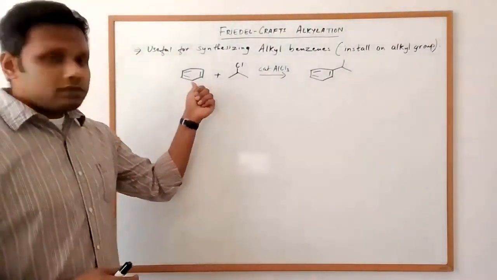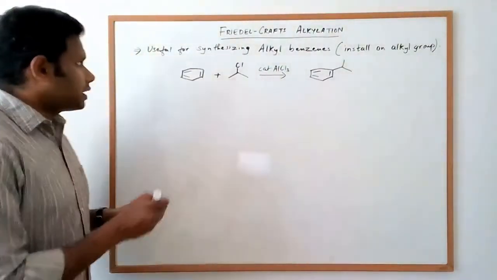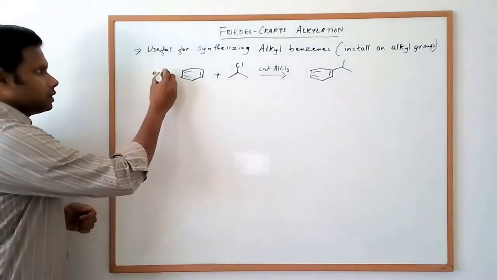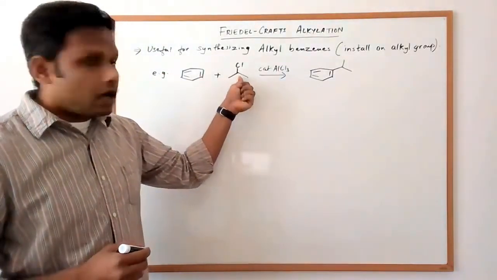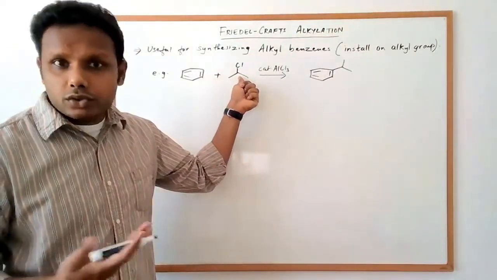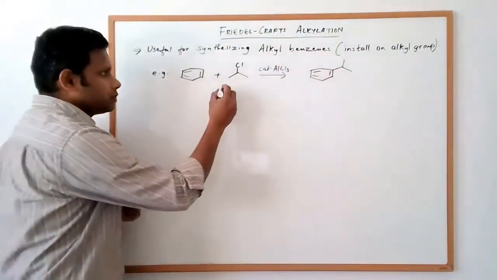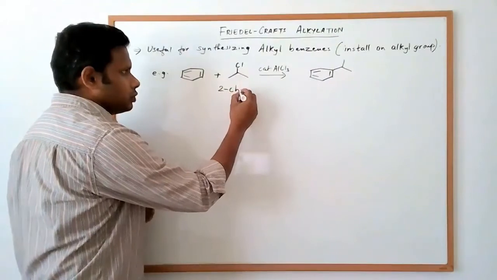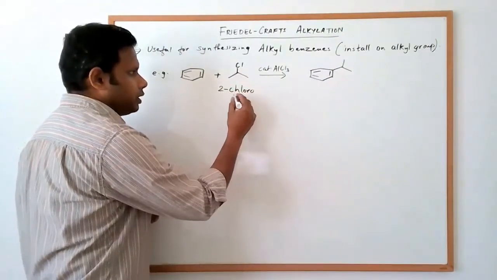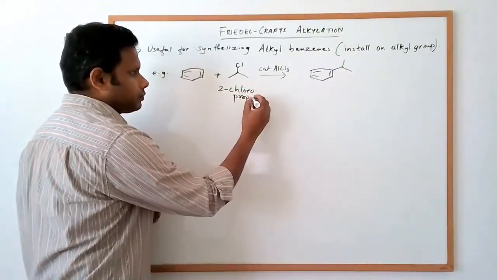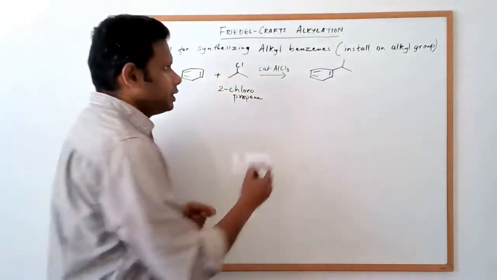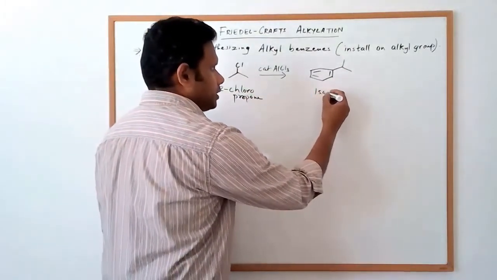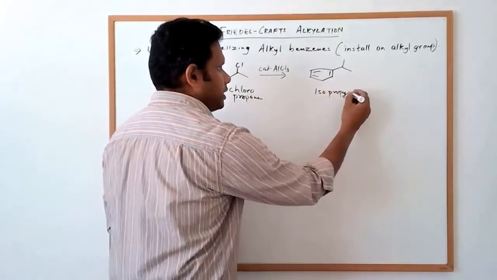So in the specific case of benzene, I have an example over here. In this example, we are reacting benzene with isopropyl chloride, or 2-chloropropane. That's what you're reacting it with. 2-chloropropane. And the product that you get is isopropyl benzene.